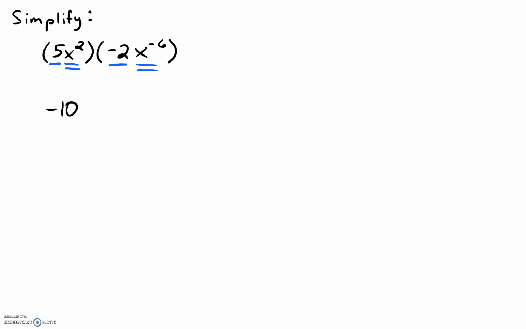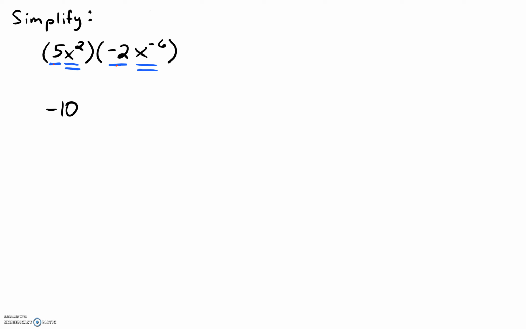And that's the first thing we're looking at. So now we've dealt with the 5 and the negative 2. So now let's deal with the variables, or the x's, the bases where we have x. So we have x squared multiplied by x to the negative 6.